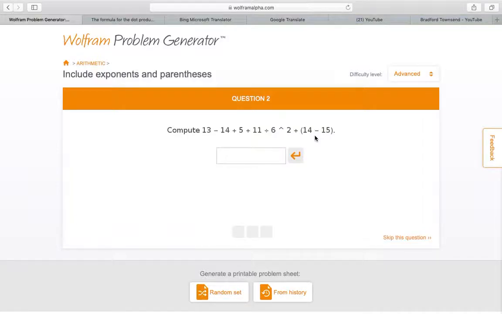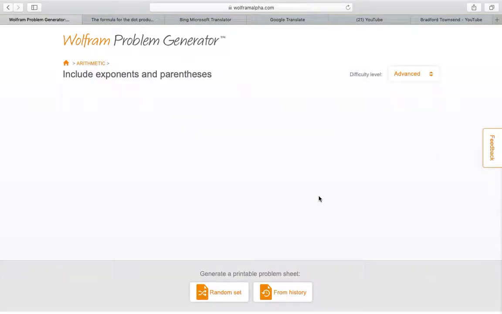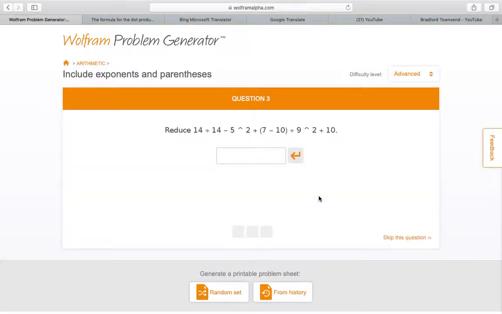So I may have gotten that wrong, but that's okay. We'll see what the computer comes up with. 119 divided by 36. Enter. Correct. So we got an advanced one correct.